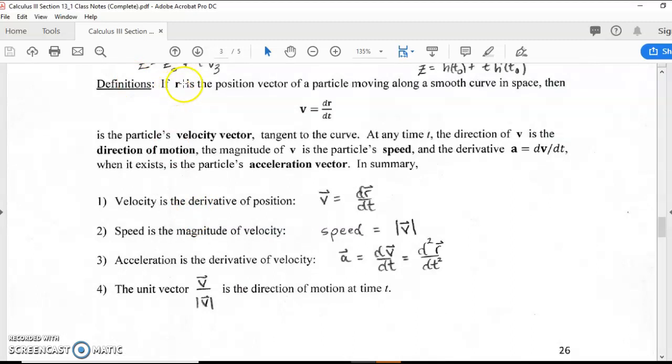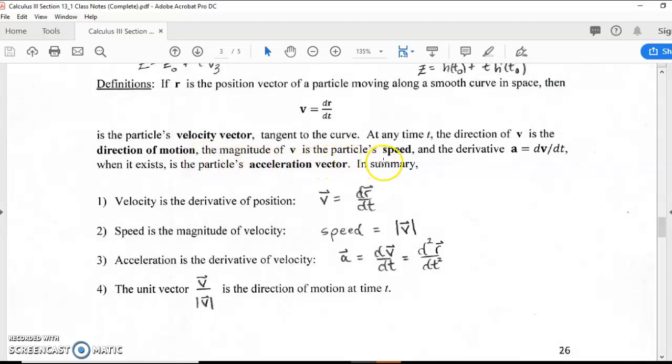So definitions: if r is the position vector of a particle moving along a smooth curve in space, then the velocity of that particle is dr dt, or r prime of t, and that's tangent to the curve. At any time t, the direction of v is the direction of motion. So if somebody asks in what direction a particle is moving, they're asking for the direction of v. It just means give me v divided by its magnitude to give me a unit vector, which indicates the direction.